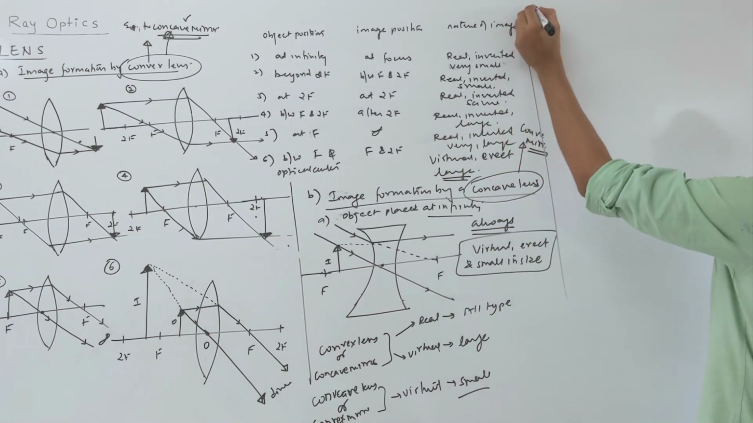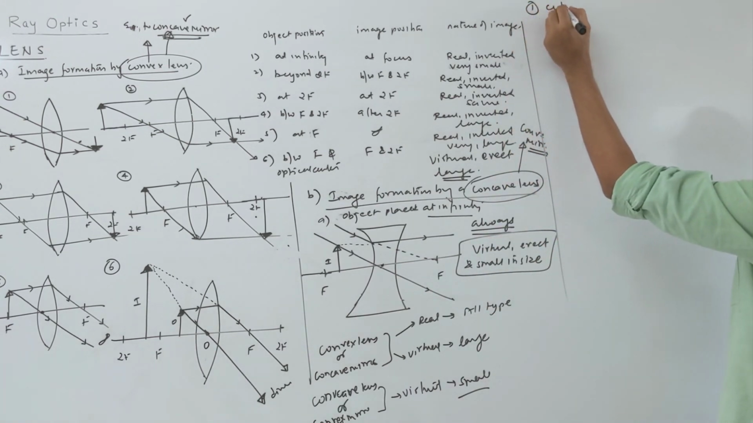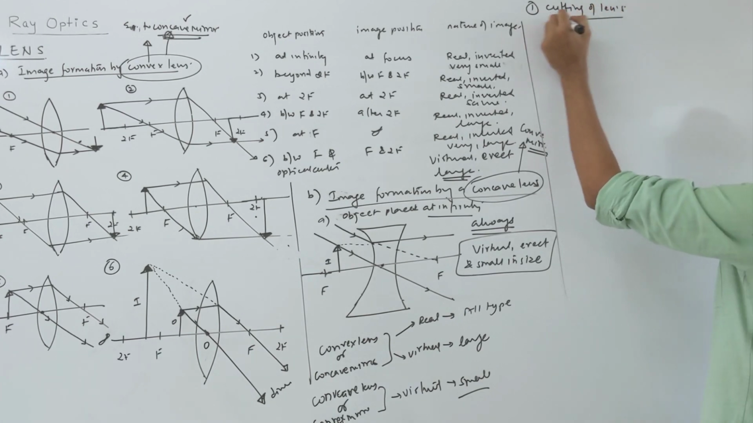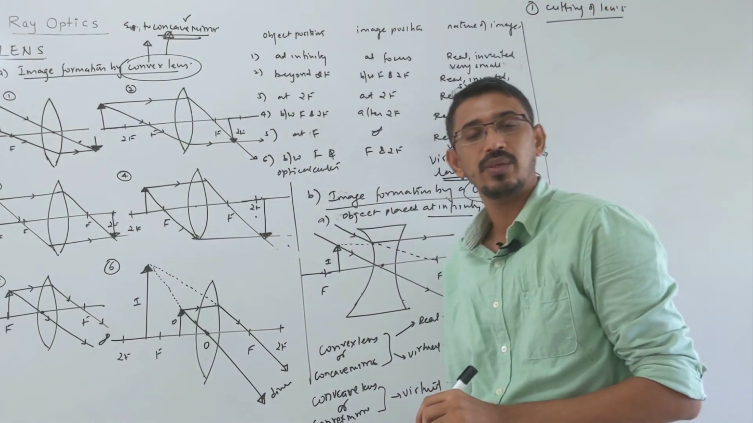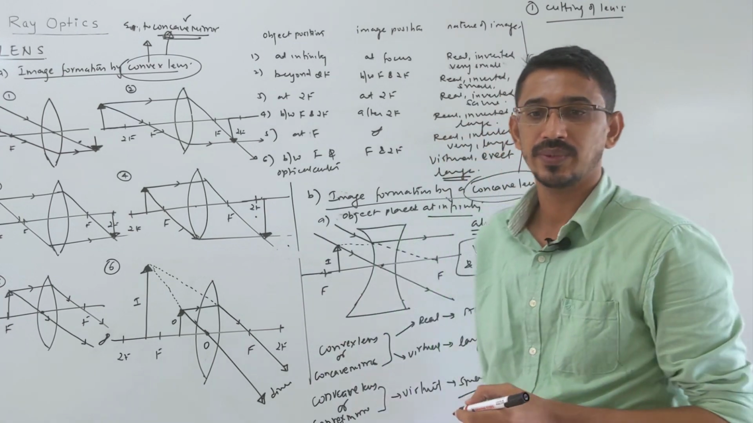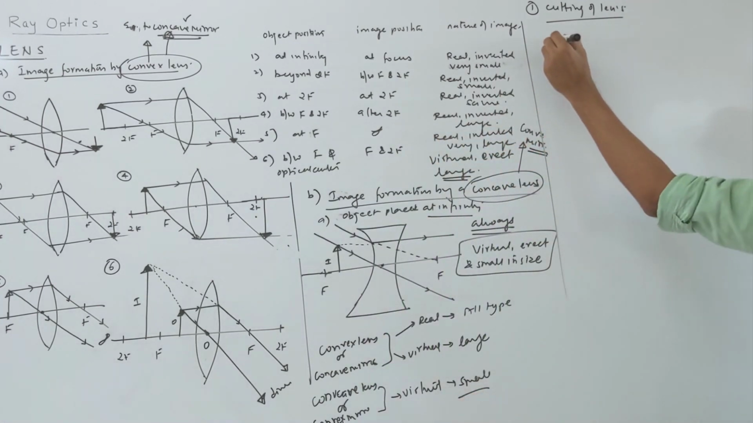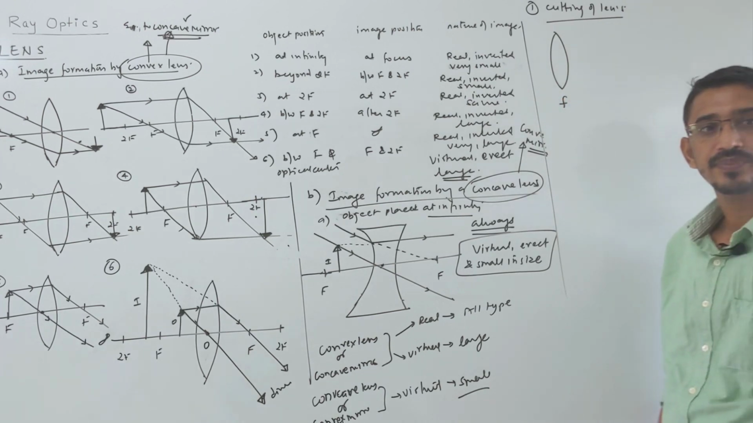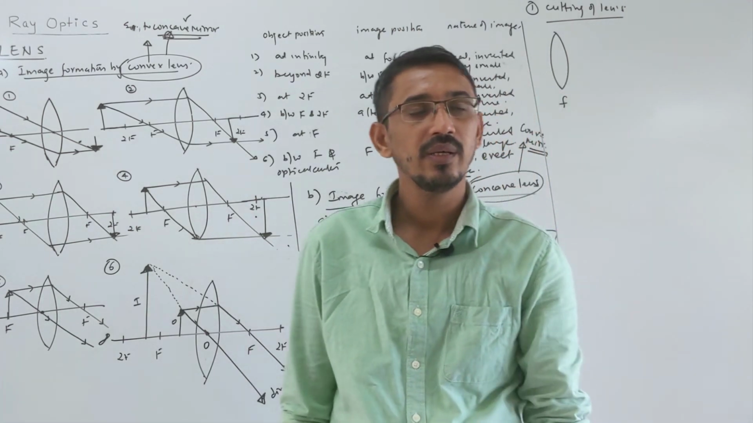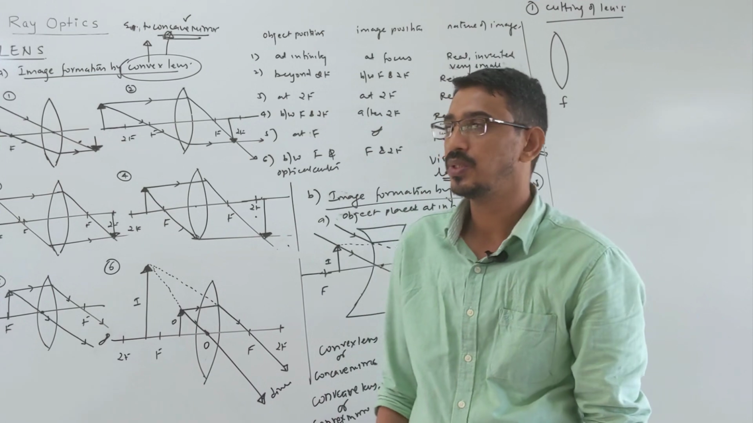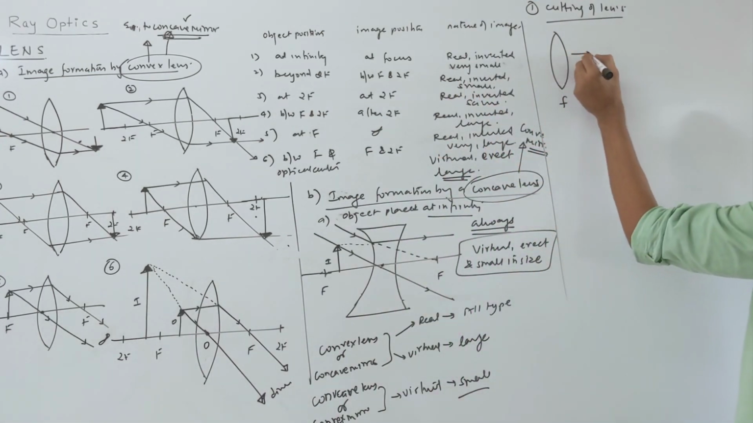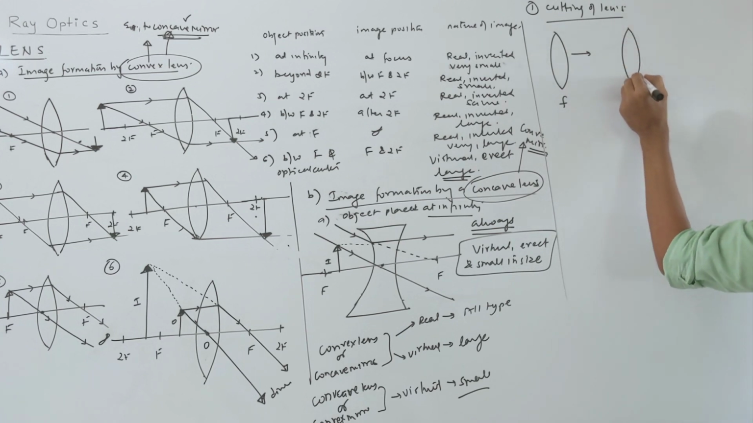So first, when I talk about cutting of lenses, what happens if you cut a lens? You can cut a lens in two ways. Suppose you have a lens like this one, with focal length f. We call it an equiconvex lens, where both radii of curvature are equal.